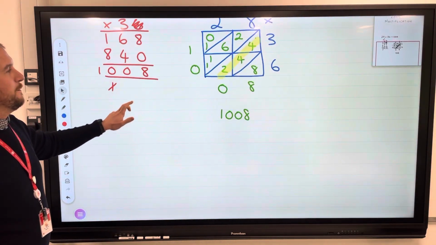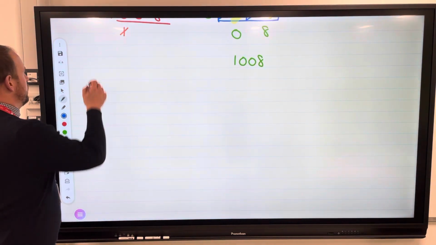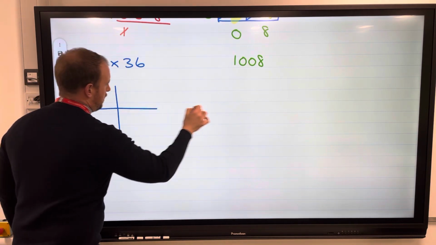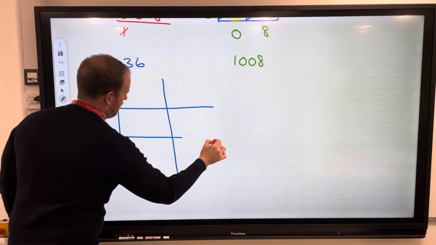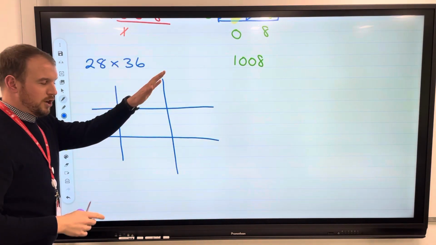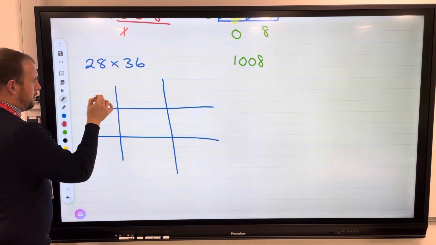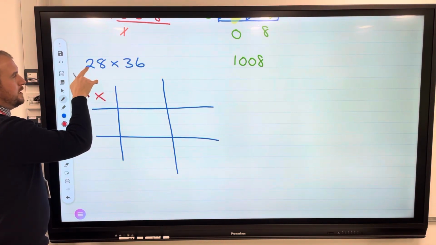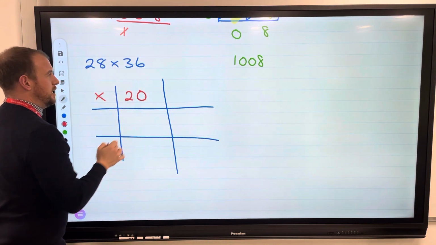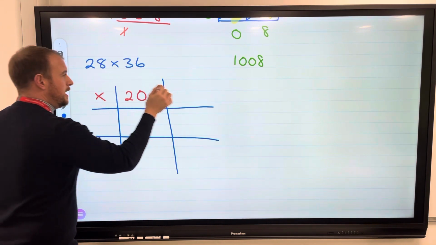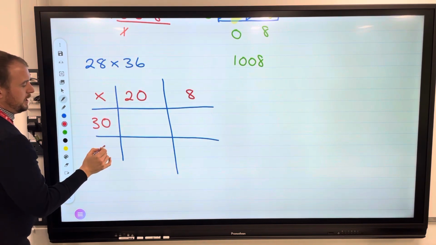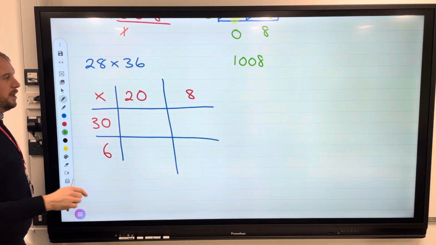Let's go for a different method. So we have 28 times 36. This time, similar to the box and grid method, but not having that grid element to it. So this is multiplication. We have 28, so it's 20 and 8. So using a bit of partitioning, 20 and 8, we are going to separate these numbers. 36 is obviously a 30 and a 6. We're going to multiply them together.